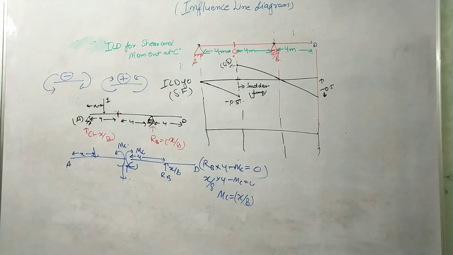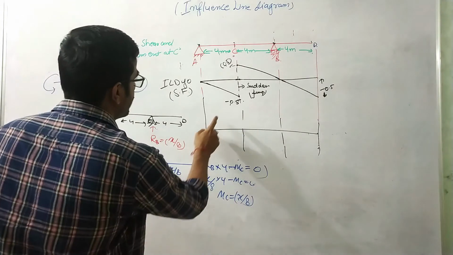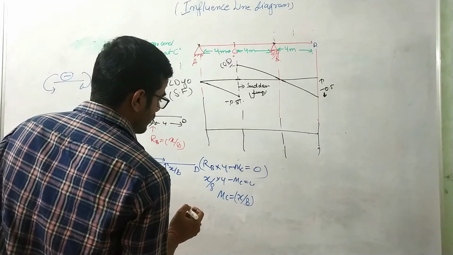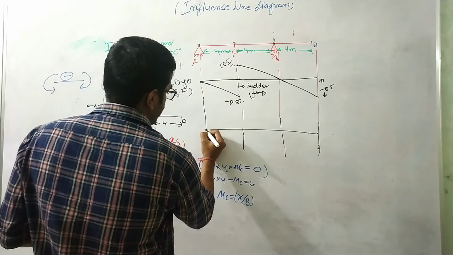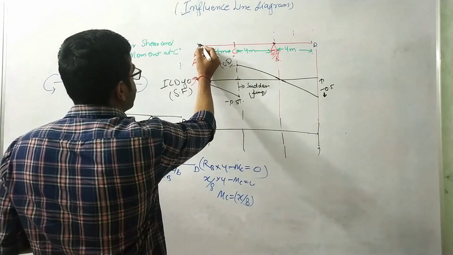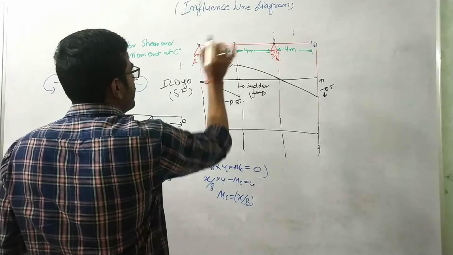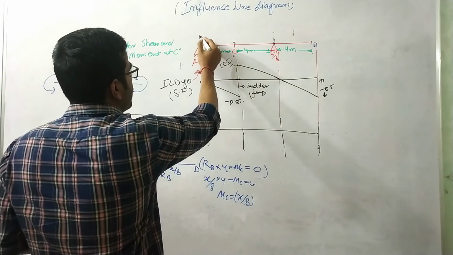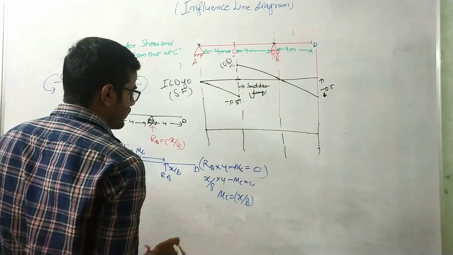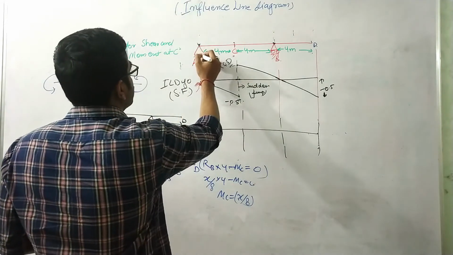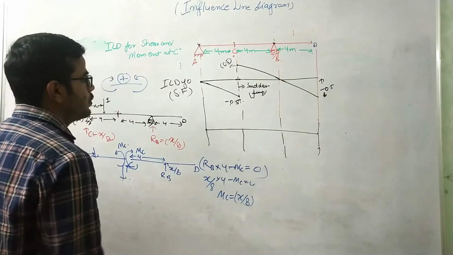So MC will be minus of x by 8. So when the unit load is at a distance of x, how will we draw this figure? At x equals 0, when the unit load is acting at this support, the whole load will be taken care of by RE. So the moment at C will be 0, because the moment due to this unit load will be balanced by the moment due to this reaction force. So I can write the moment will be 0 at this point when the unit load is at this location.